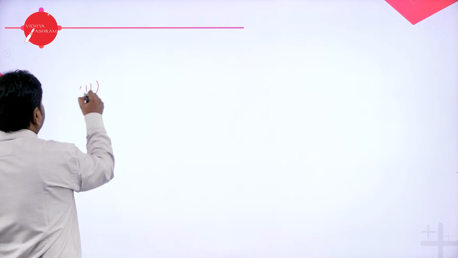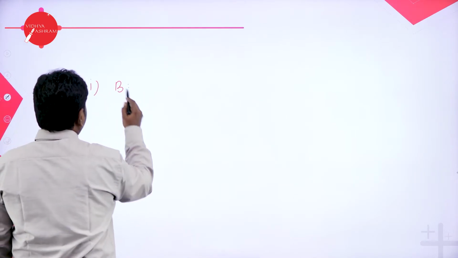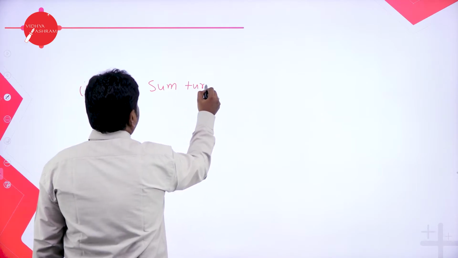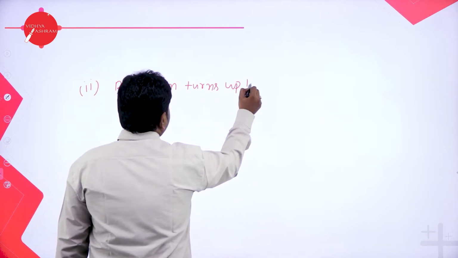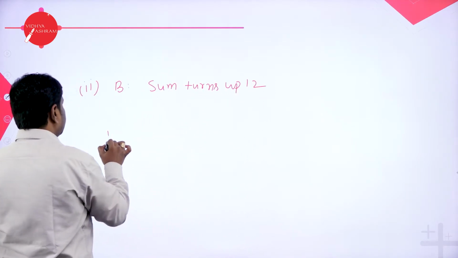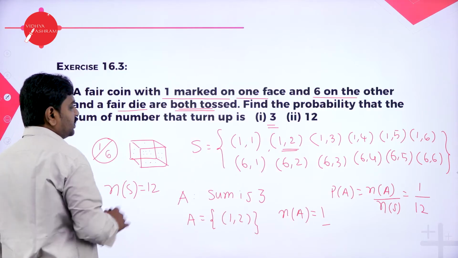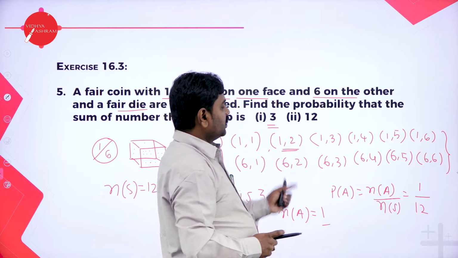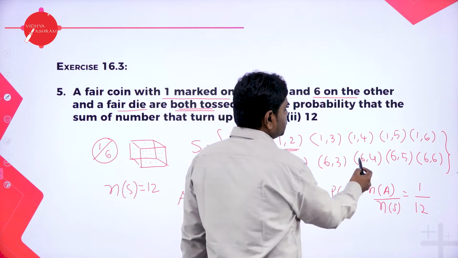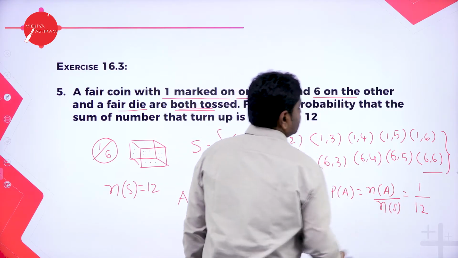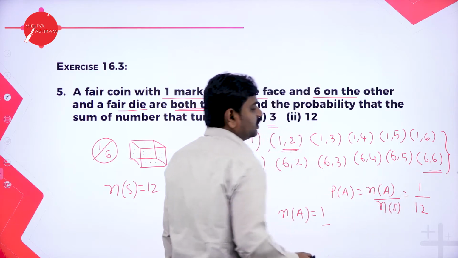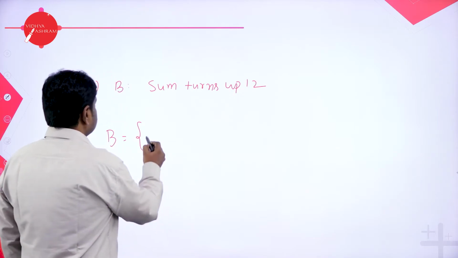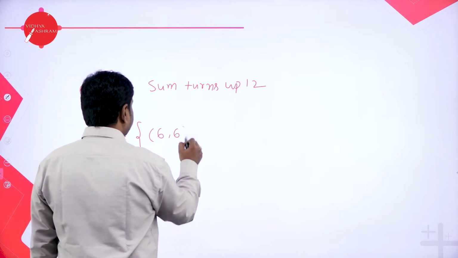Now I will define event B. Let B be the event that the sum turns up 12. Now the sum of two numbers is 12. So search for the sum to be 12. Here 1 plus 1 is 2, 1 plus 2 is 3. If you go on searching, 6 plus 3 is 9, 6 plus 4 is 10, 6 plus 6 is 12. Only one outcome where the sum turns up 12. So I'll write that (6,6).